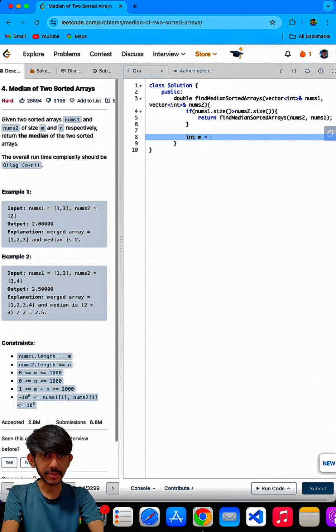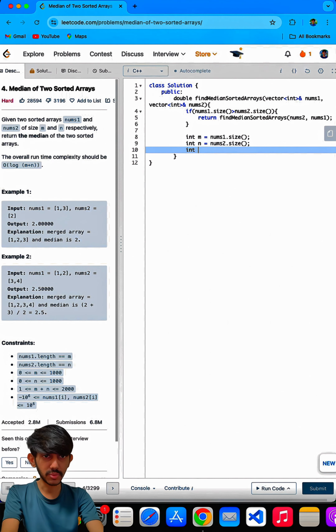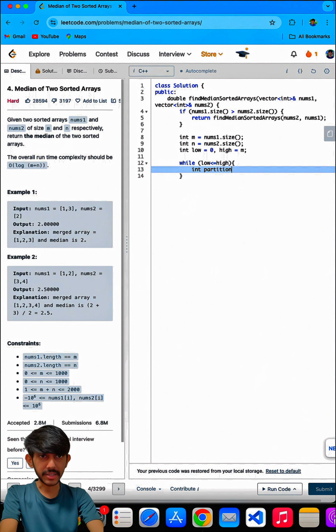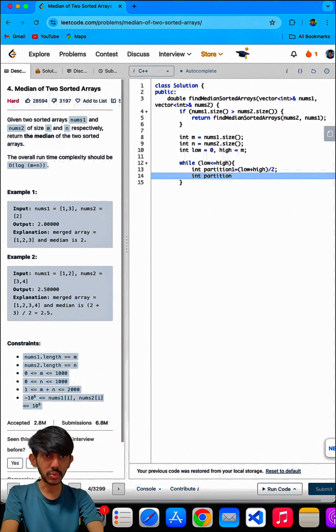Now int m equals nums1.size(), int n equals nums2.size(), and now int low equals 0 and int high equals m. Now while low is less than or equal to high, int partition1 equals (low plus high) divided by 2, and int partition2 equals (m plus n plus 1) divided by 2 minus partition1.